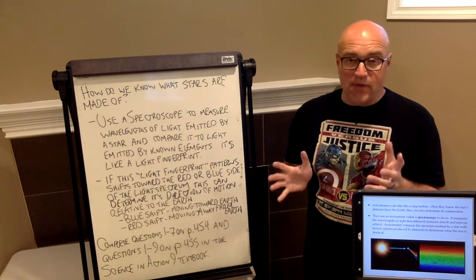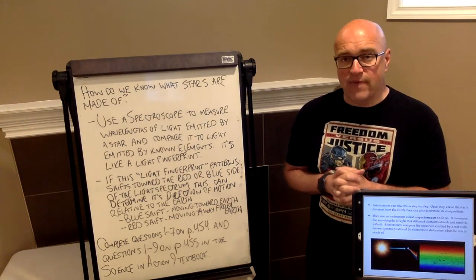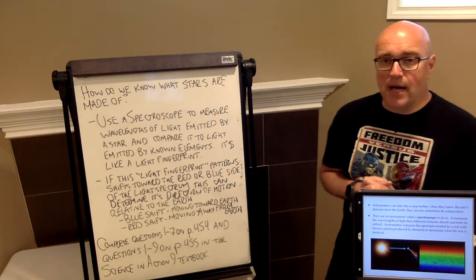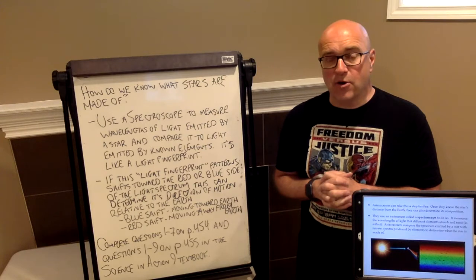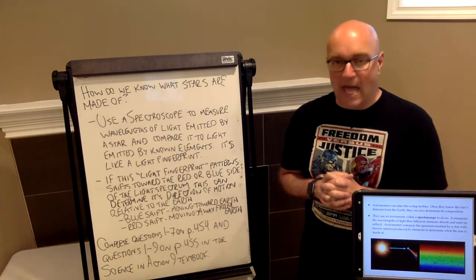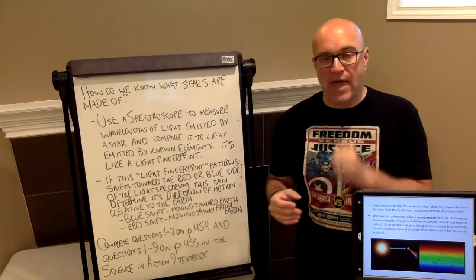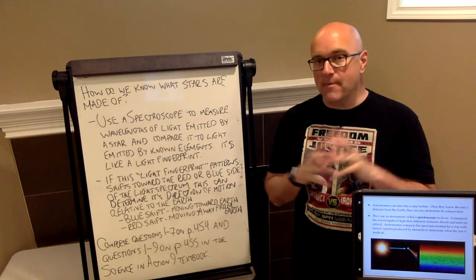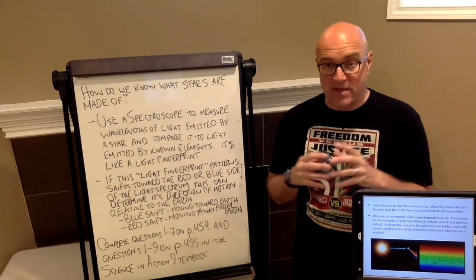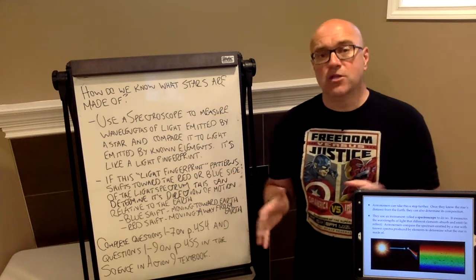So by doing this, we can compare the data from that spectroscope to known data from elements that are present here on Earth. Scientists have basically cataloged: if I bombard hydrogen with energy and it emits light, what pattern am I going to get on a spectroscope? There's a specific pattern that is unique to hydrogen. There's a pattern that's unique to helium, to all the elements.